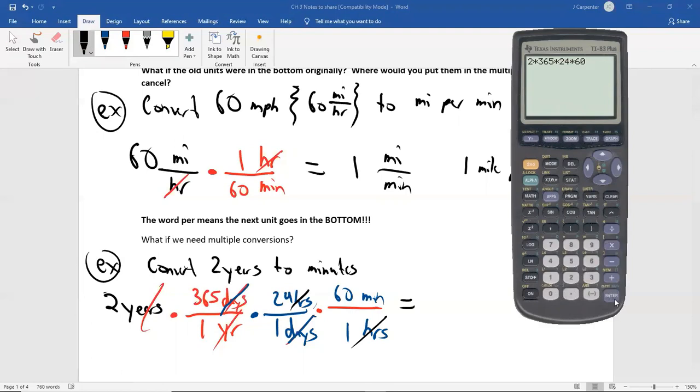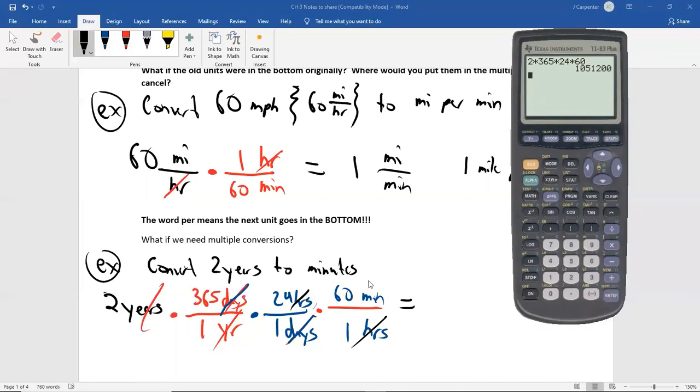Now, before I hit enter, you should be asking yourself, what type of answer do you anticipate? Do you anticipate a big answer or a small one? Well, going from years to minutes, there's a whole boatload of minutes in a year, and we got 2 years. So this better be a big answer, and it is.